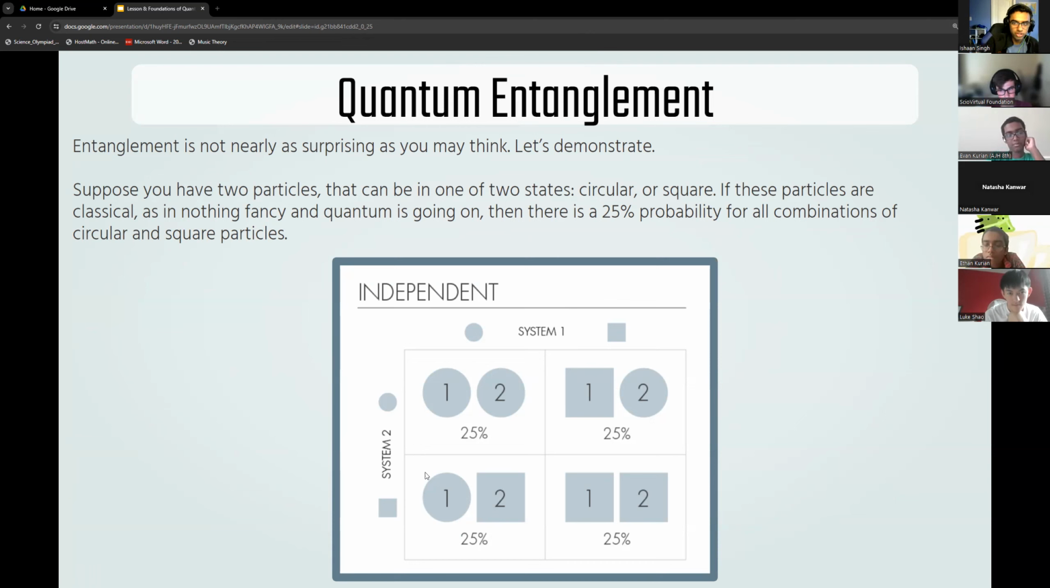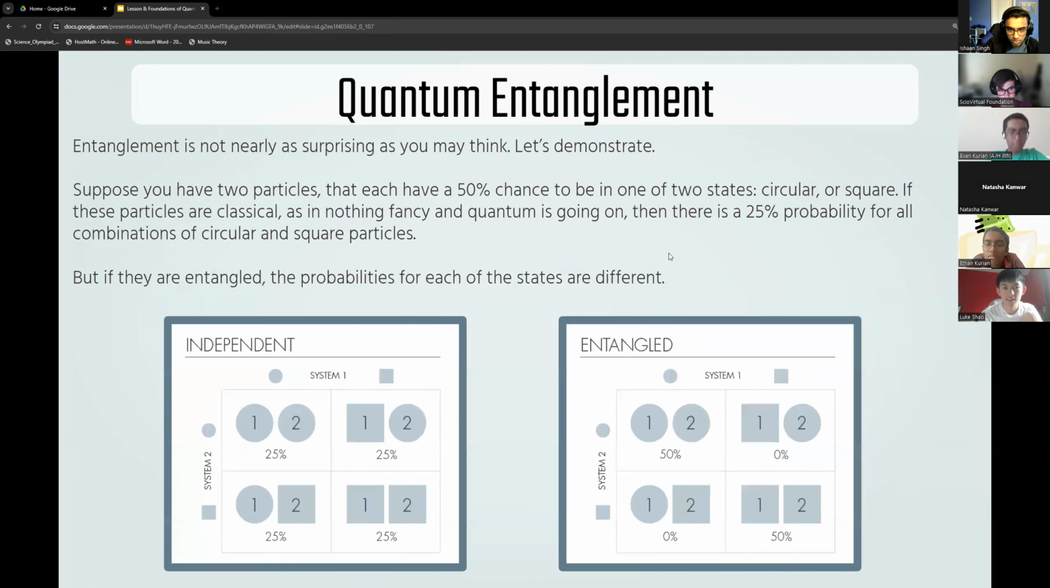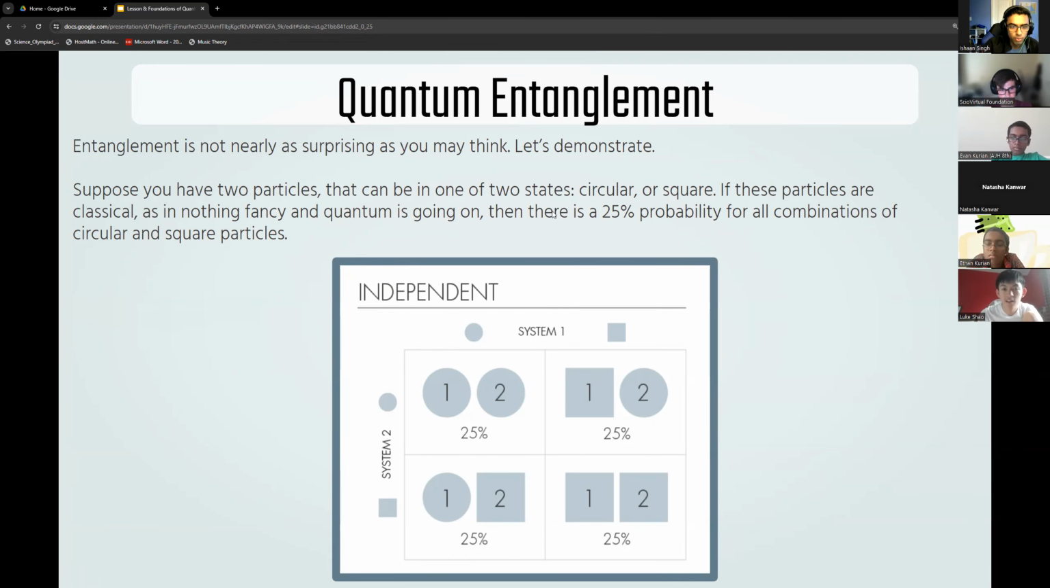So suppose you have two particles, okay? These particles can be in one of two states, okay? Circular or square. So basically they have a 50% chance of being in either of those two states, okay? So imagine, what's a good analogy? Think of your particles as a coin. If you flip your coin, it can be either heads or tails, and your other coin can also be heads or tails, okay? So system one is going to be particle one here, and system two in this diagram is going to be particle two.